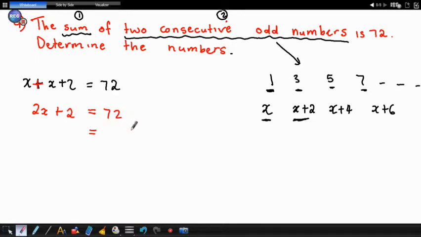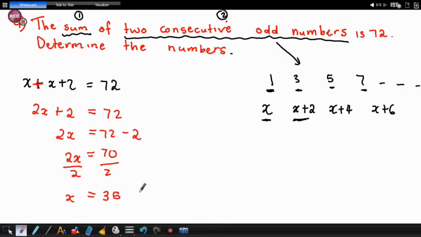We can then take the 2 to the other side. We have 72 minus 2. And then this side will be left with just 2x. And then on the right-hand side, we'll have 70. Then we can divide by 2 on both sides. Then x will be equal to 35.